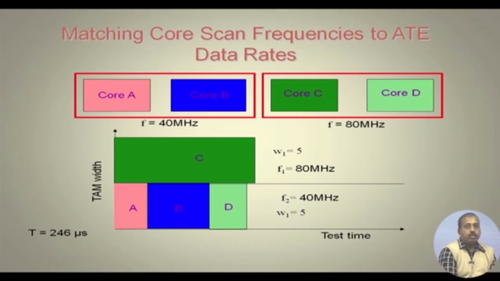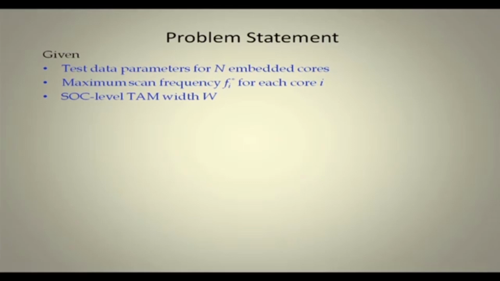So, in this way, if we can match these core frequencies with the TAM frequencies and do the scheduling properly, we can do very good work in terms of test time reduction. So, what is the overall problem statement? We are given the test data parameters for n embedded cores.